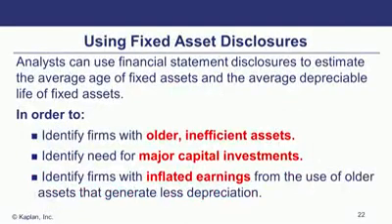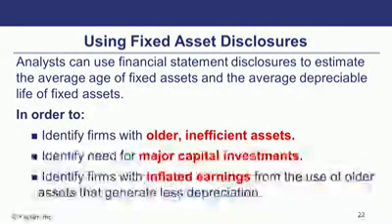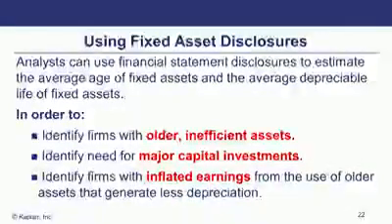So using fixed asset disclosures, we move on to relatively straightforward computations here. What we're going to do is use the fixed asset disclosure to work out how old the assets are, what their total life is, and therefore how long until they're replaced. What we're trying to do is spot firms with older inefficient assets. Older assets might be less efficient, might lead to lower earnings.